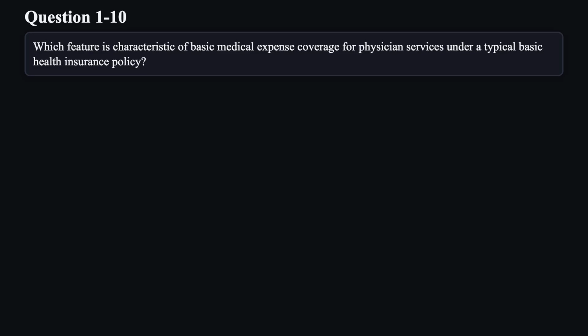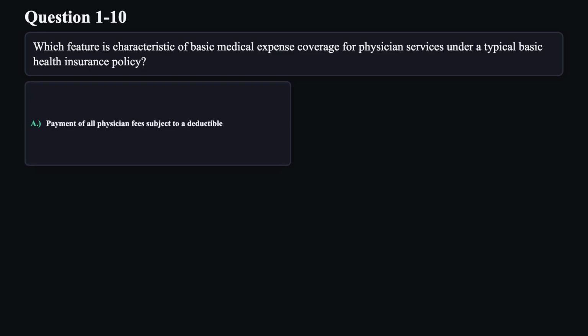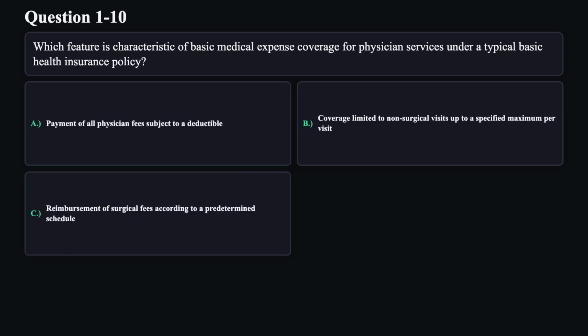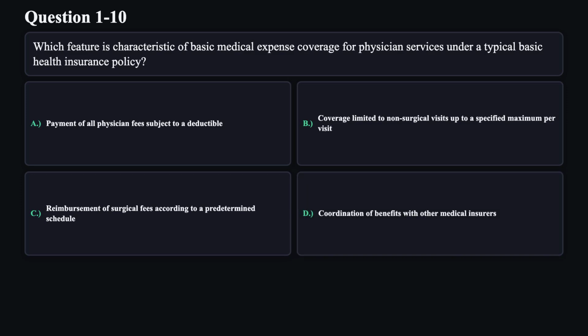Question 10. Which feature is characteristic of basic medical expense coverage for physician services under a typical basic health insurance policy? A. Payment of all physician fees subject to a deductible. B. Coverage limited to non-surgical visits up to a specified maximum per visit. C. Reimbursement of surgical fees according to a predetermined schedule. D. Coordination of benefits with other medical insurers.